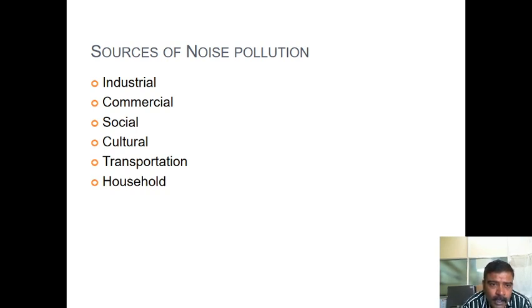Industrial noise pollution can be caused because of the machines, because of the people, the hustle and bustle that happens. A lot of traffic comes to that place because people are to be transported, and the goods have to be transported from there, and many of these things.